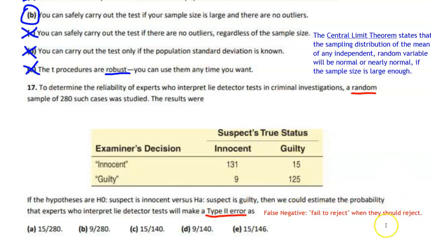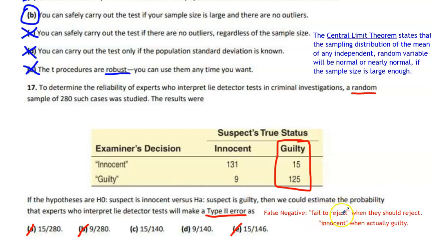In this situation, we're going to be calling reject guilty, so we'll rewrite it a little bit so it makes more sense. In other words, it's innocent. They come up with innocent when the person is actually guilty. Well, these are all the outcomes in which the person is actually guilty, right? Their true status is guilty. So these are all the outcomes that we're dealing with. 125 and 15 is 140, so that should be the bottom, the denominator of our fraction. So it's not 146, it's not 280, and it's not 280. It should be either C or D.